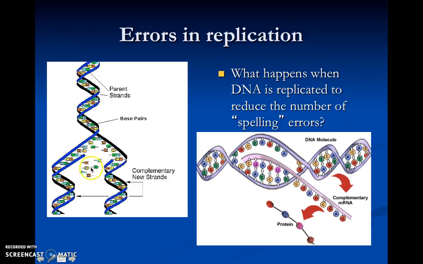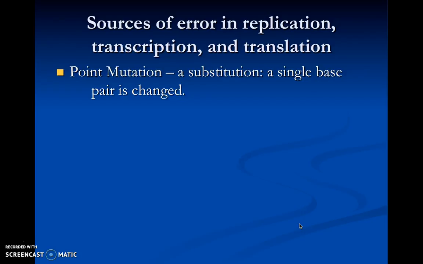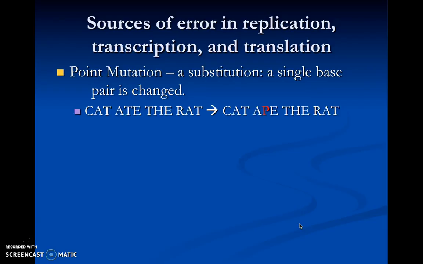Okay, when this happens, you change the DNA, which then will change what type of RNA gets made and then what protein gets made. So a change in the DNA can affect the RNA, which in turn affects what protein gets made. And if you change the structure of a protein, you probably are going to change its shape and its function. So let's talk about sources of error of replication. So point mutation is a substitution of a single base pair. So one base pair gets changed.